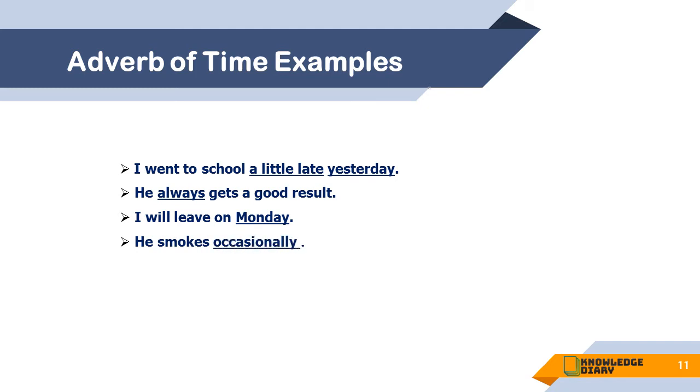Adverb of time examples. I went to school a little late yesterday. He always gets a good result. I will leave on Monday. He smokes occasionally. The underlined words show adverb of time.